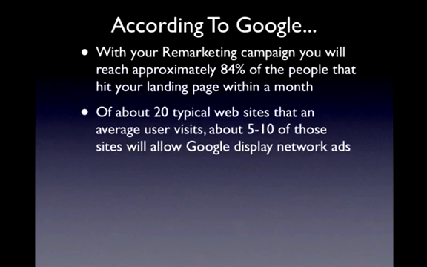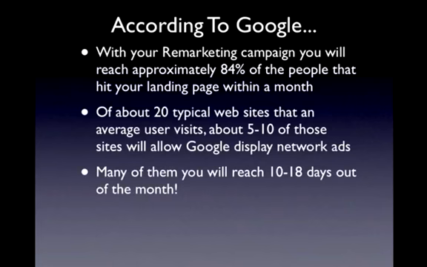Of about 20 typical websites, like I said, about 5 to 10 of those sites will allow Google Display Network ads. That's according to Google. Seems a little high to me, but out of the major websites, that's probably right. So many of the prospects you will reach 10 to 18 days out of the month. Not only are you going to reach these people one time within a month, they might see your ads 10 times a month. So you're getting multiple cracks at someone that showed interest in becoming a lead. This is a very, very powerful campaign. Make sure you implement this remarketing campaign.